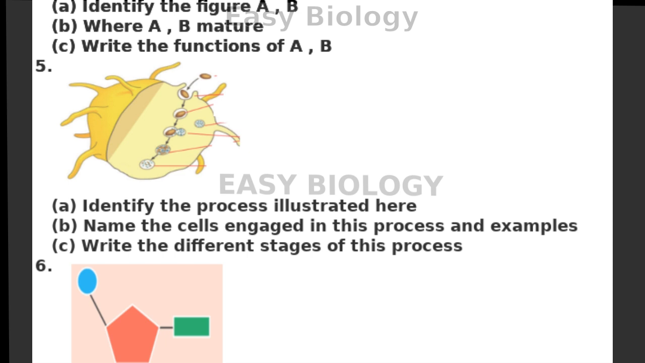C. Name the different stages of this process. Answer: the phagocyte engulfs the pathogen in a membrane sac. Lysosome combines with the membrane sac. The pathogens are degenerated and destroyed by the enzymes in lysosome.